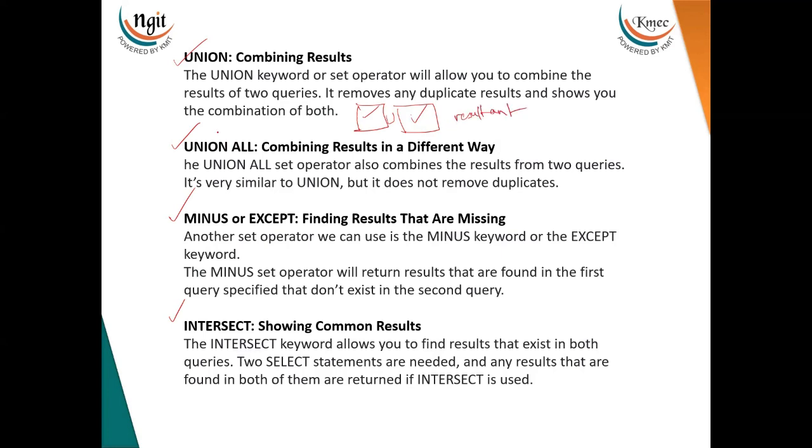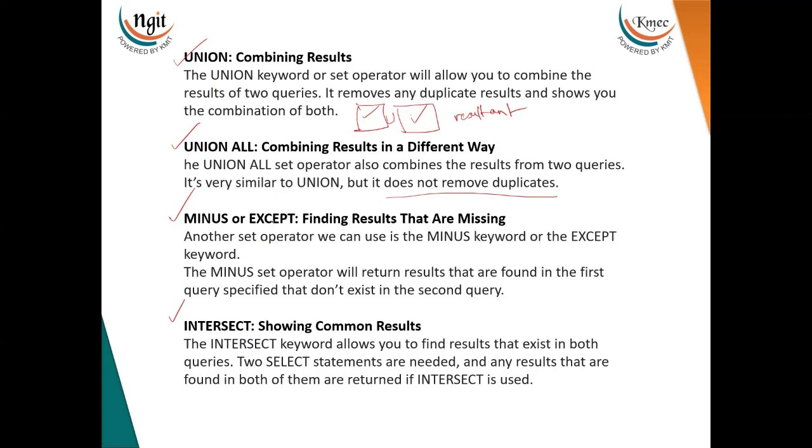The same thing that union does, union all will also do, but it will also include duplicates in our result. So here the thing is, union removes duplicates, while union all includes duplicates in our result. That is the only difference between union and union all.